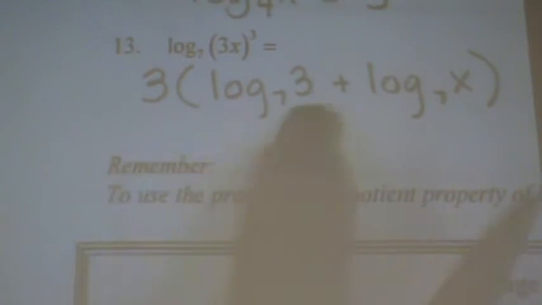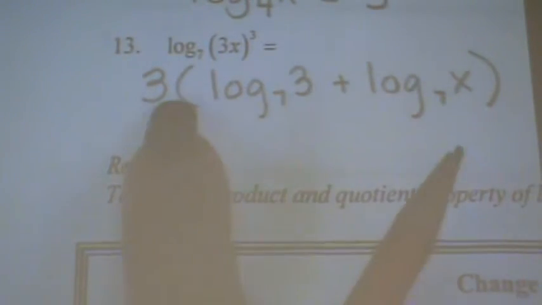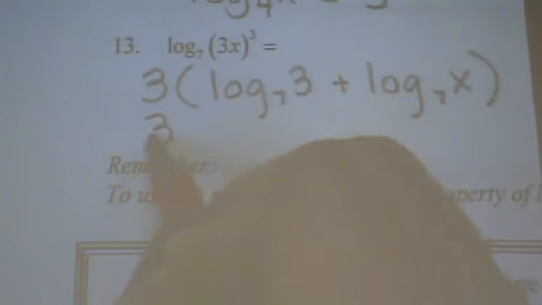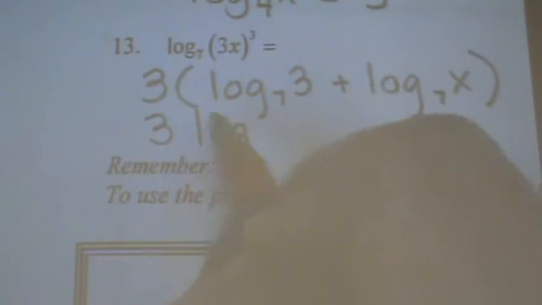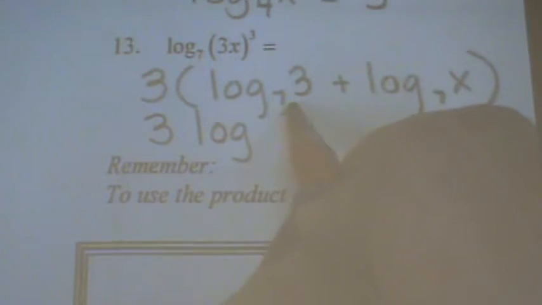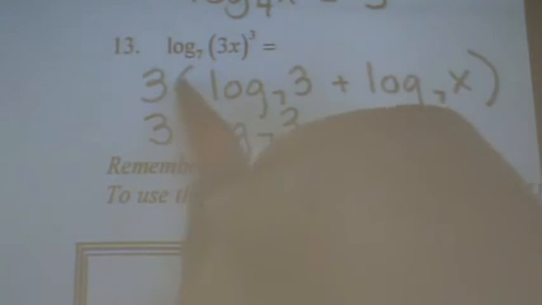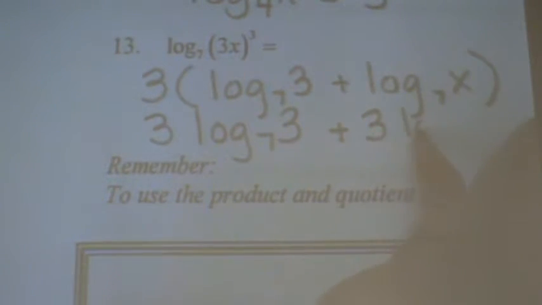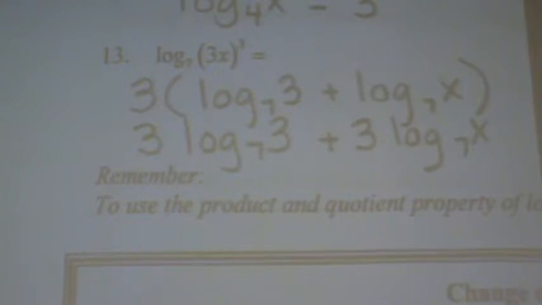So, do you see what I did? I put the 3 in front, but you've got a product here, so it's really 3 times both of these. So you're allowed to distribute. So it's 3 times the log of 3 base 7 plus another 3 here times the log of x base 7. And there's nothing you can do other than those 2 steps.